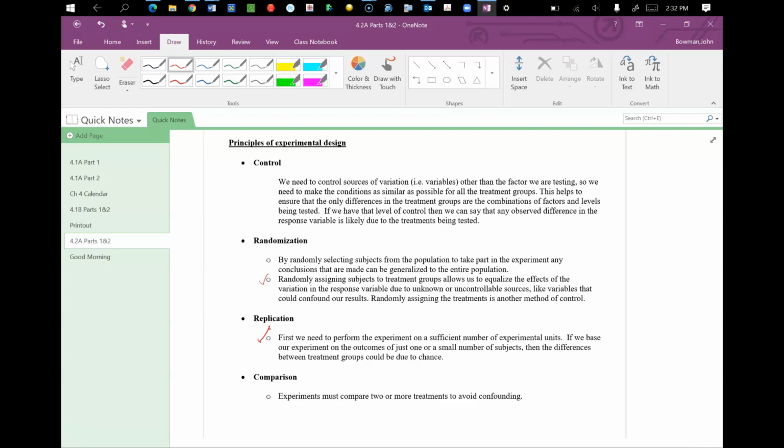The same idea applies with experiments. If we were doing an experiment, we would not want to have a small number of subjects in our experiment and say, oh, we found a difference between the outcomes of these two different treatments, and therefore we've got this conclusion that should apply to the entire population. That's usually a pretty bad idea.